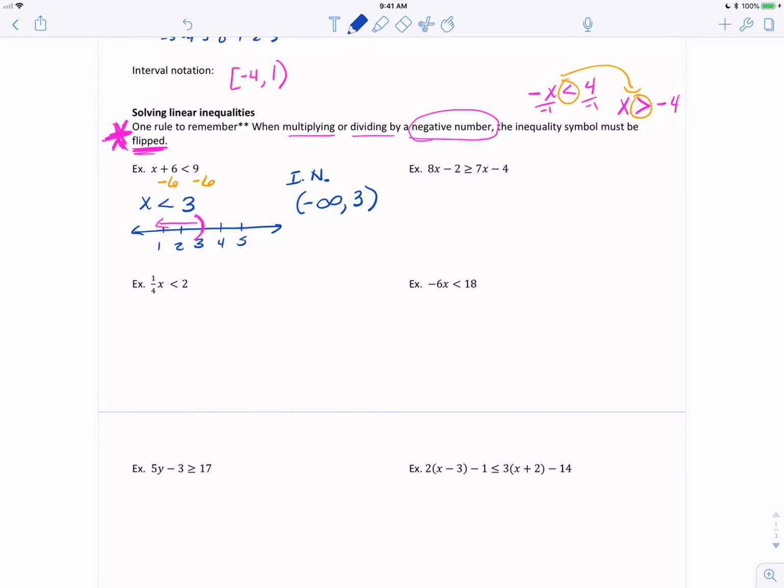So you sort of have 3 answers here. So you've got to solve the inequality. That's your solve. Then you've got to graph it, and then you may have to write it in interval notation. So you've got to do all 3 of these things on some of these problems.